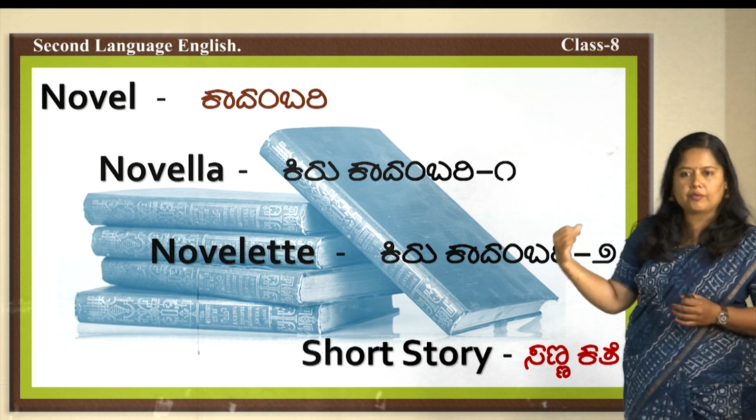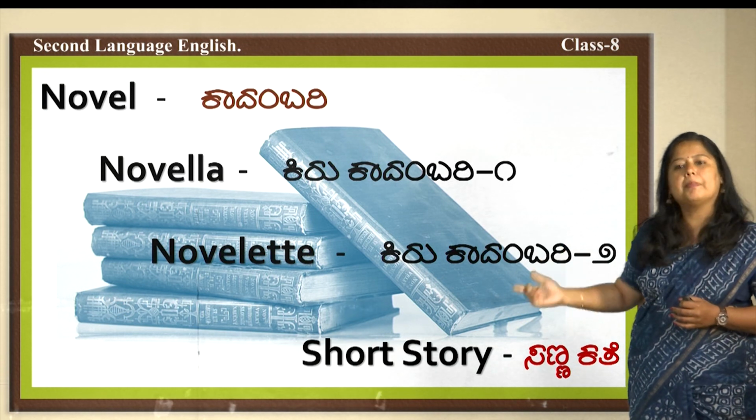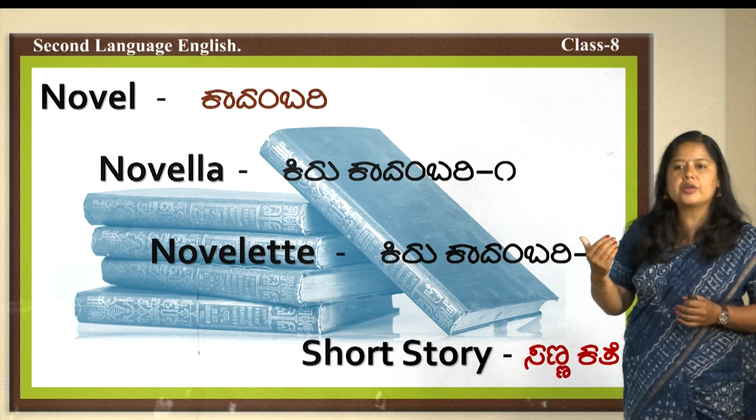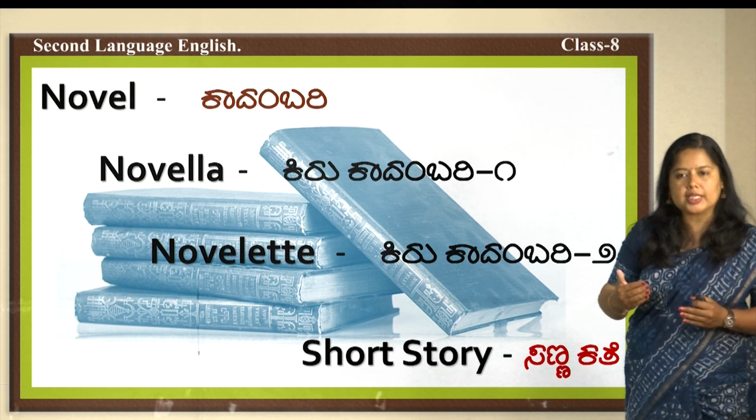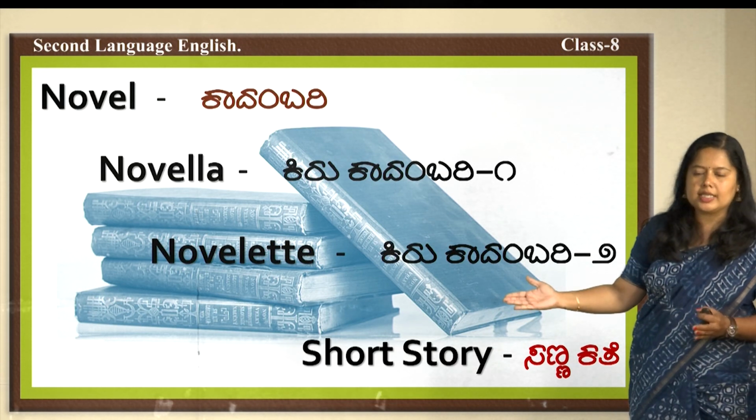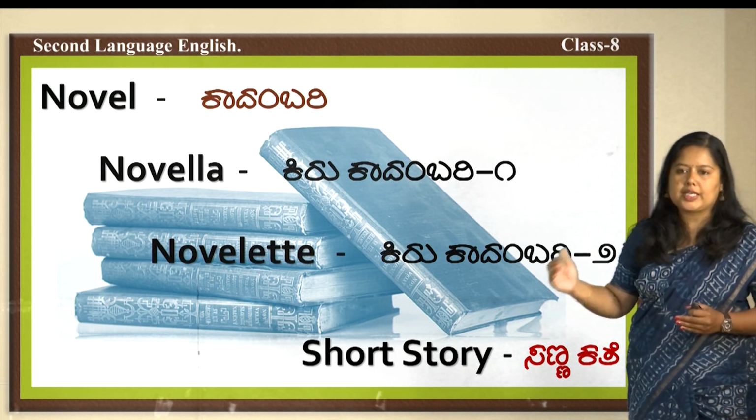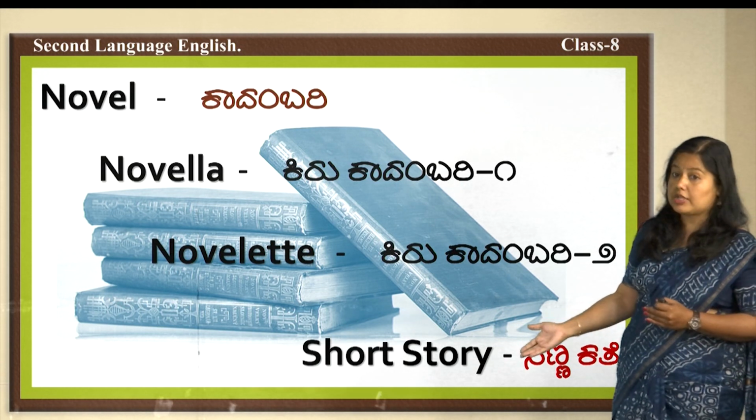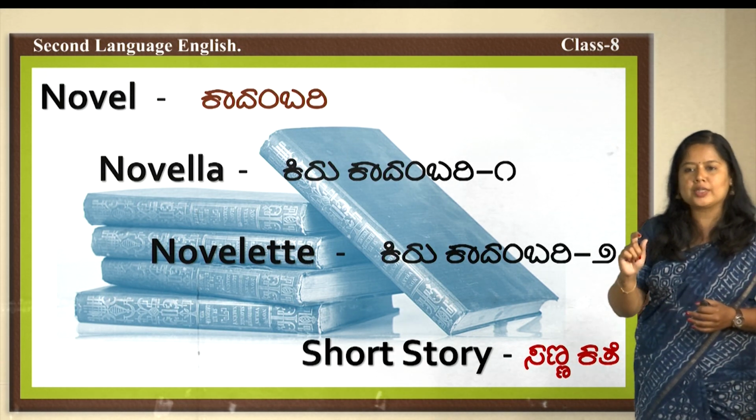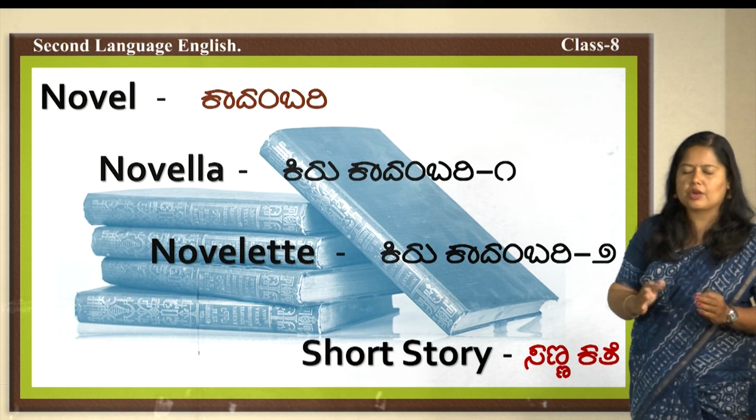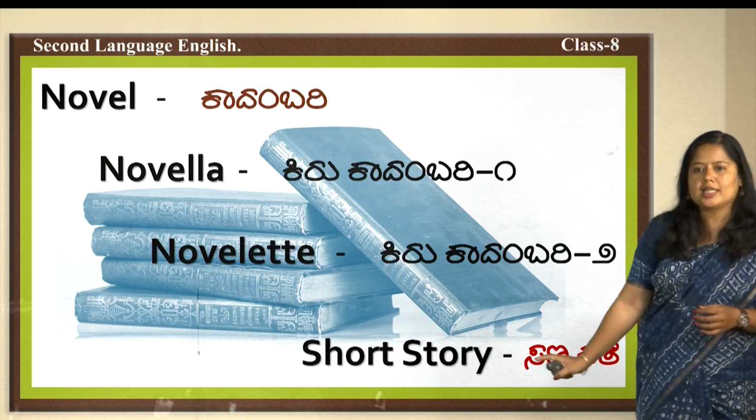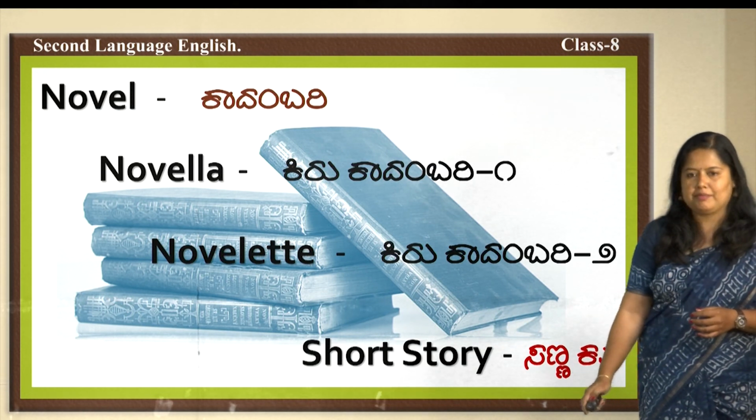A novelette is the one which is shorter than a novella but bigger than a short story. It may contain about 8,000 words to 20,000 words. So, the usual normal limit of a novelette is 8,000 words to 20,000 words. A short story. You know what is a short story? Sanna kathegalu, usually within 2 to 3 pages, and we read it off in one shot very easily. That is less than 7,000 words. This is just for your information.